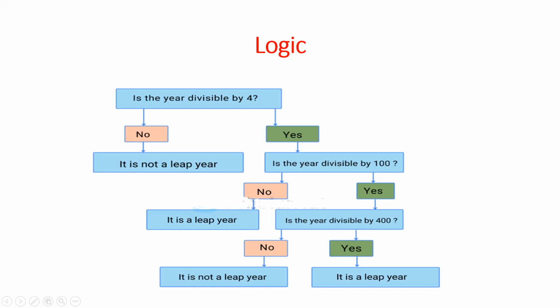So if the year divisible by 100 is true, that means yes, then we have to check whether the year is divisible by 400. If this is also true, then we can say the year is a leap year. Suppose the year divisible by 400 is false. The year is divisible by 100 but not by 400. That means we have to declare the year is not a leap year. For this we are going to write a Python program. We will see the demo.